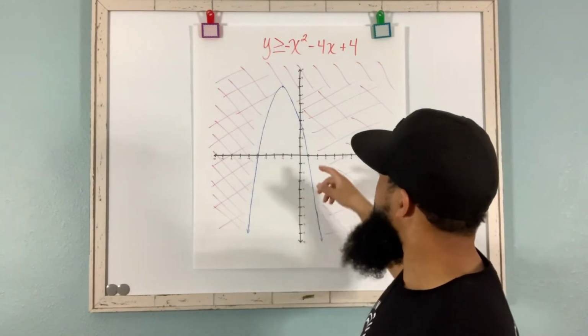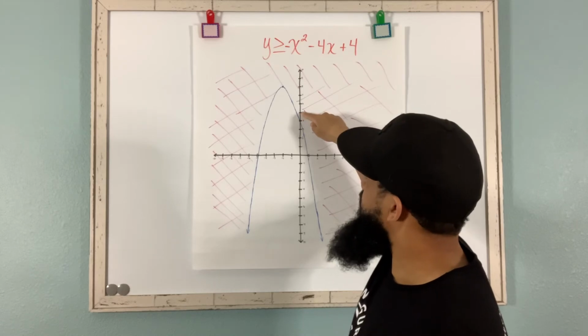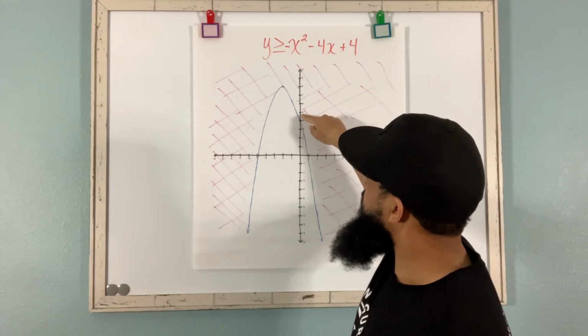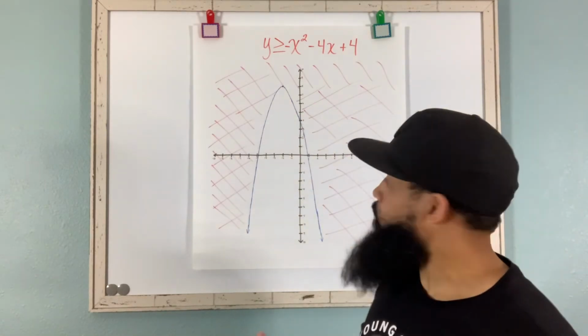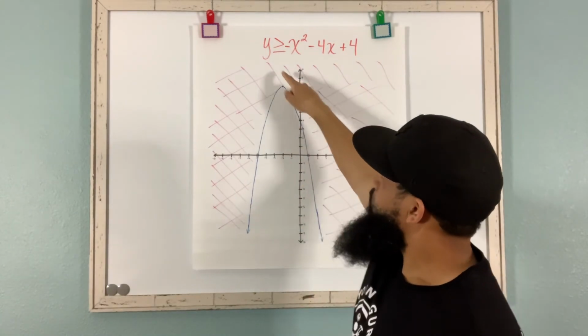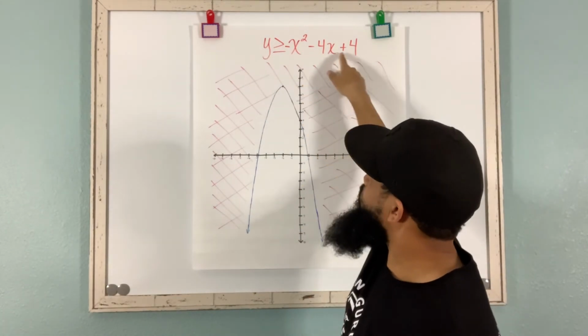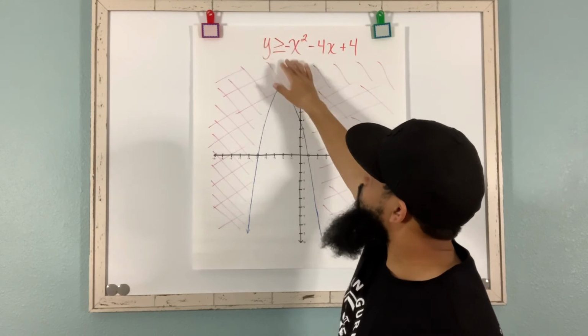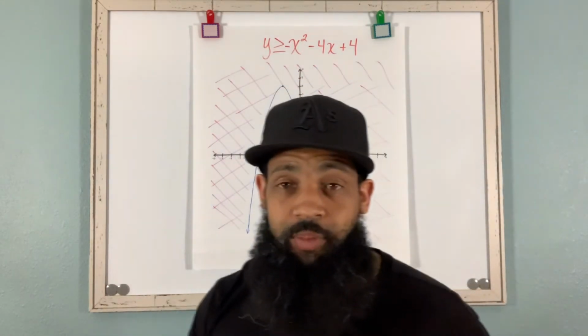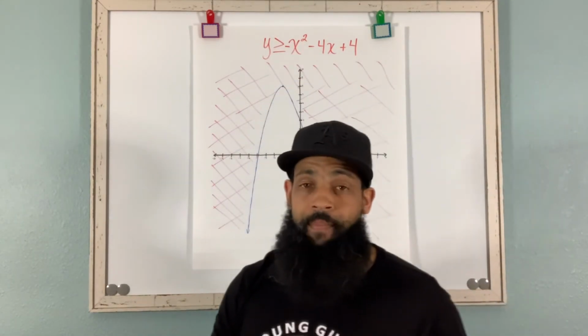But at the same time, if I choose something like, let's say 0, 5, right? 5 is y, and I choose 0 for x. 5 is greater than or equal to 4, so that lets me know that is part of the solution set.